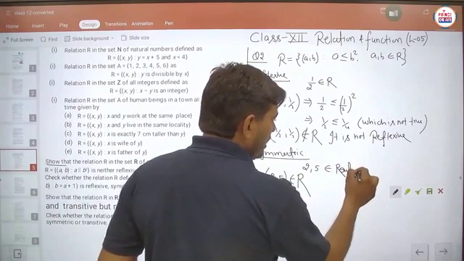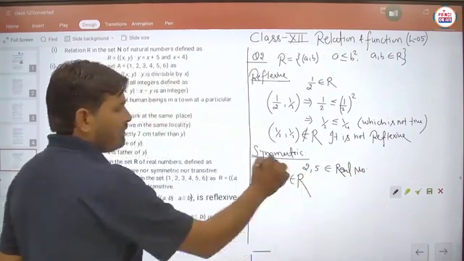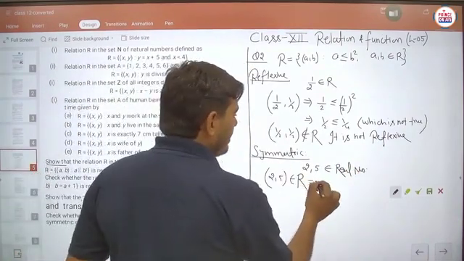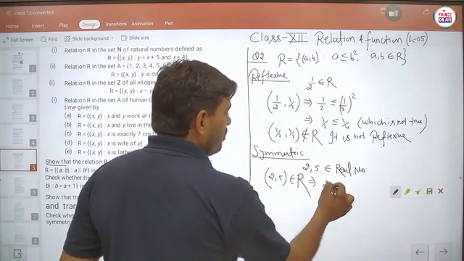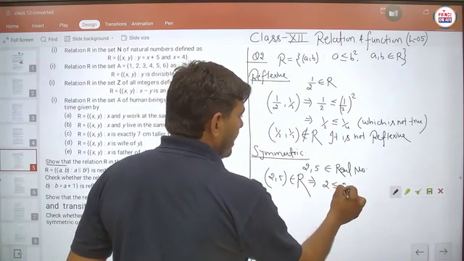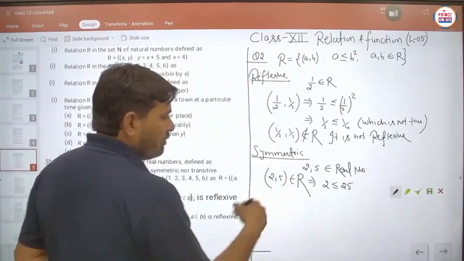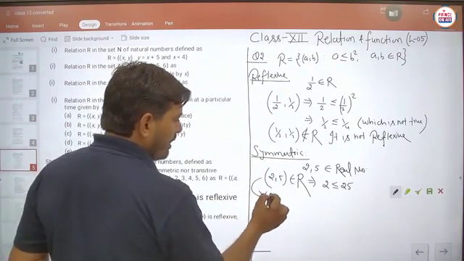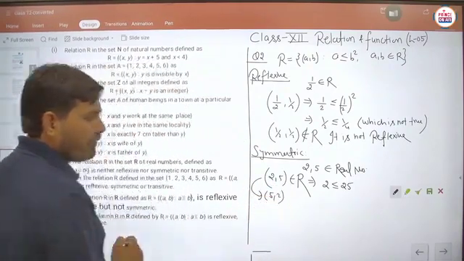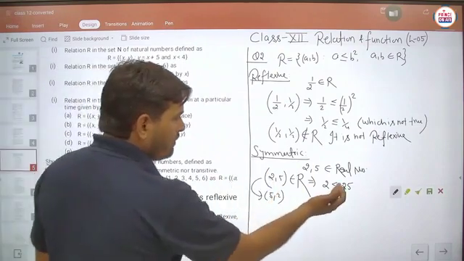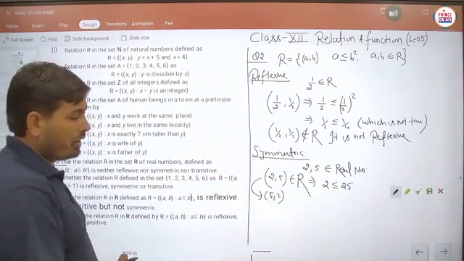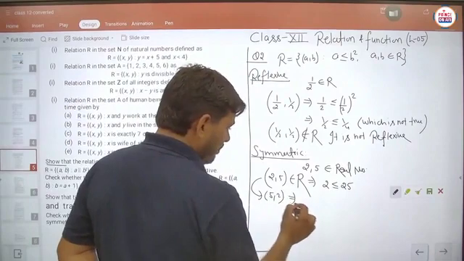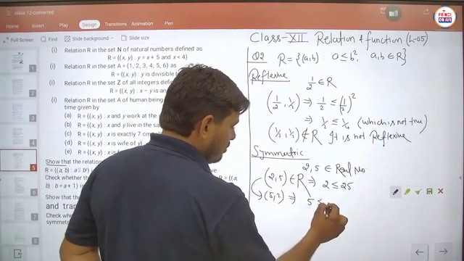This R for the real number, and this R for the relation, implies that 2 is less than or equal to 5 squared, and 5 squared is 25. Now students, we will check for (5, 2). If (2, 5) is there, then (5, 2) should also be there. So we will check by writing 5 is less than or equal to 4.